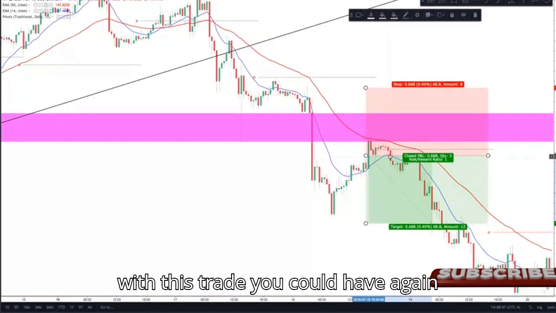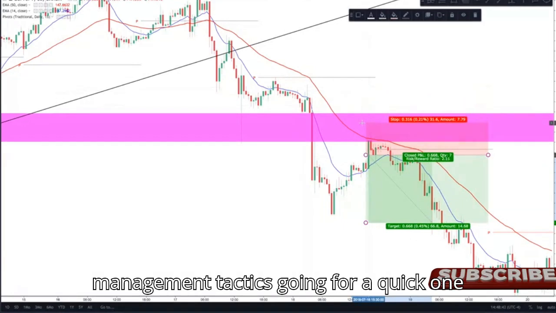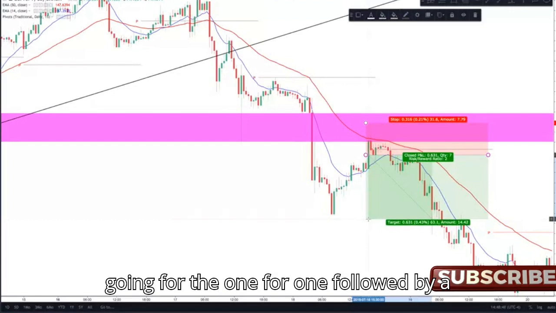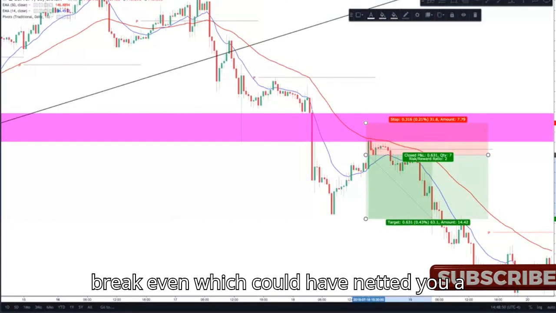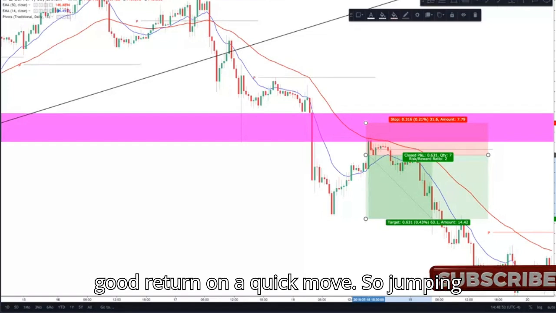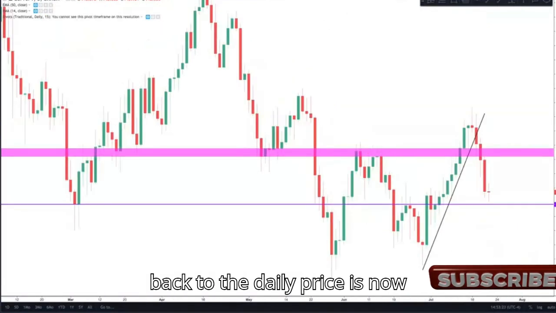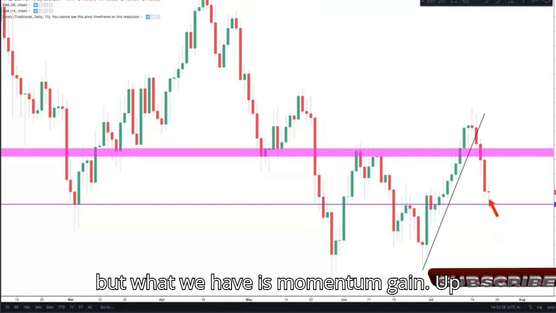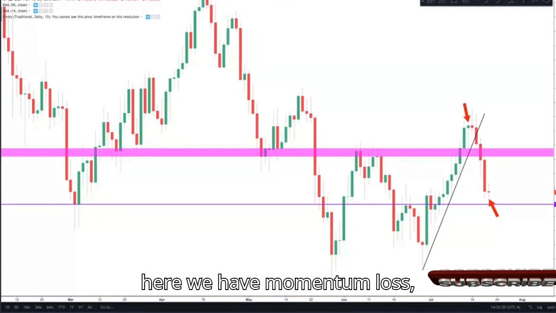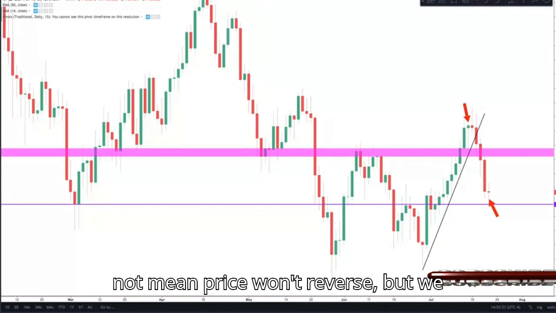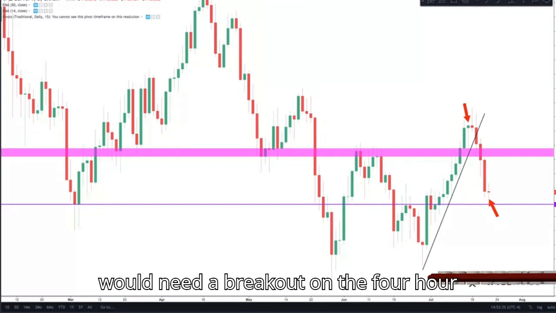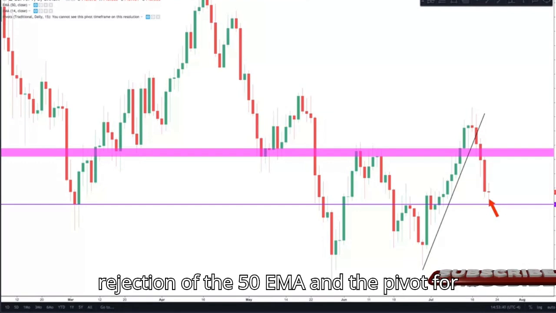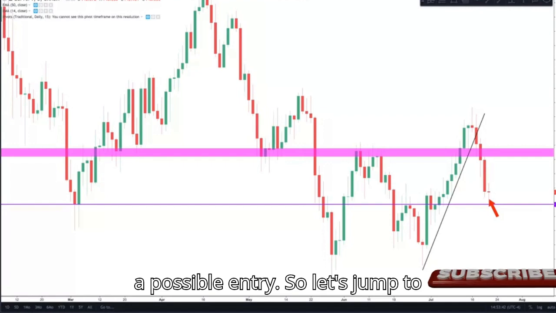With this trade, you could have again employed multiple different risk management tactics, going for a quick 1-to-1, going for a 1-to-2, or going for the 1-to-1, followed by a break even, which could have netted you a good return on a quick move. So jumping back to the daily, price is now approaching this level of weekly support. But what we have is momentum gain. Up here we have momentum loss, which is a lot more effective. This does not mean price won't reverse, but we would need a breakout on the 4-hour time frame. And again, if that happens, then we would look for a pullback and rejection of the 50 EMA and the pivot for a possible entry.